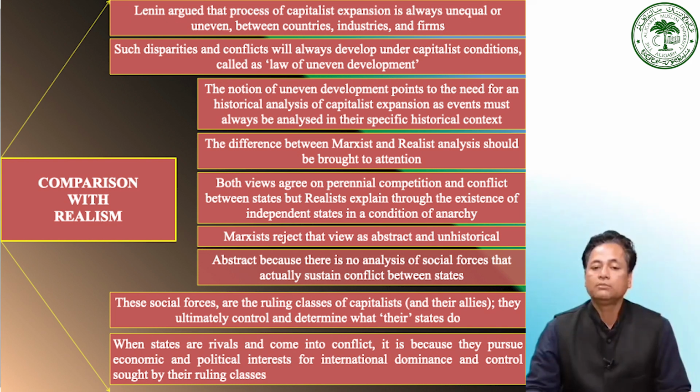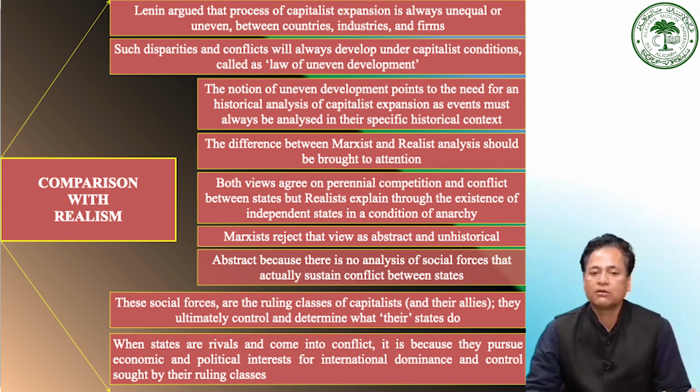Lenin, the communist leader of the Russian Revolution of 1917, analyzed this process. He argued that the process of capitalist expansion must always be unequal or uneven between countries, industries and areas. So, Lenin made the famous statement that capitalism is the highest stage of imperialism. According to Lenin, because of the inherent tendency of the capitalists to go for territorial expansion, because they will get markets, cheap labor and cheap raw material, that leads to uneven development in different parts of the world.